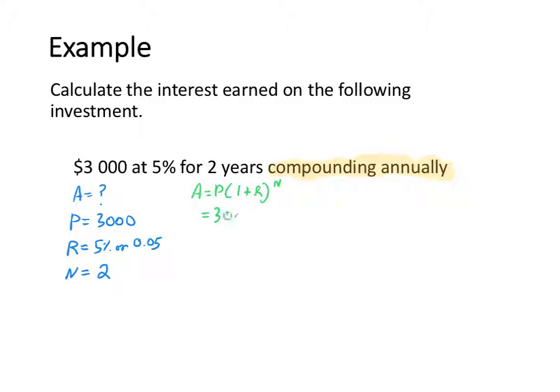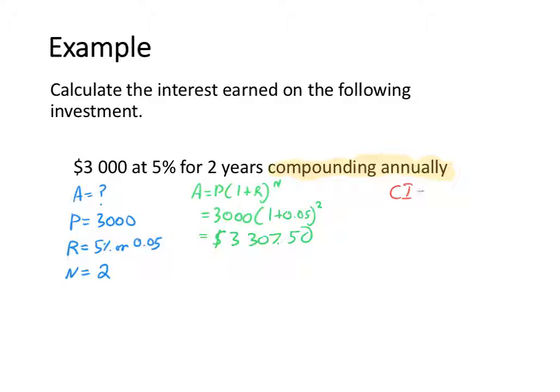So 3,000 times 1 plus 0.05 to the power of 2. Putting that into my calculator, I know that my future amount is going to be $3,307.50. So now that I've done the first step and calculated the future amount, the second step is to calculate the interest component.